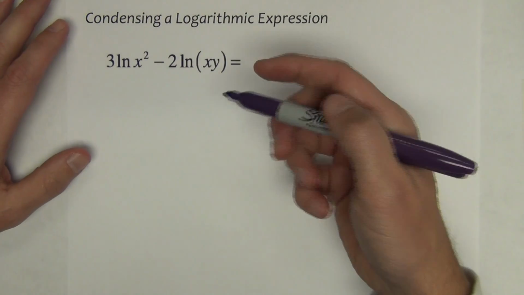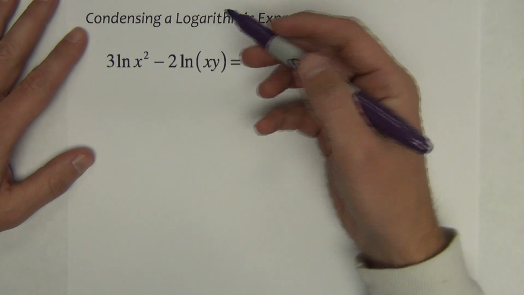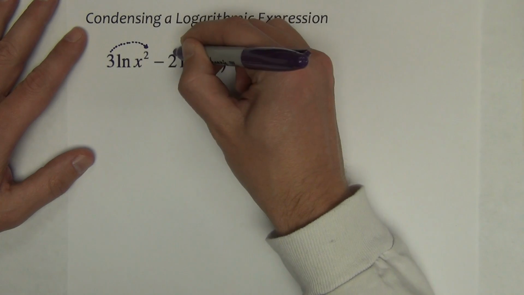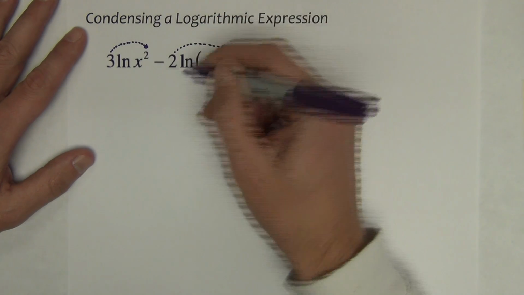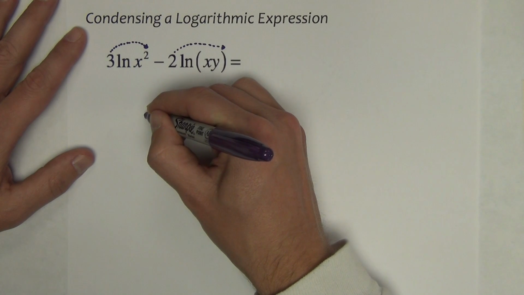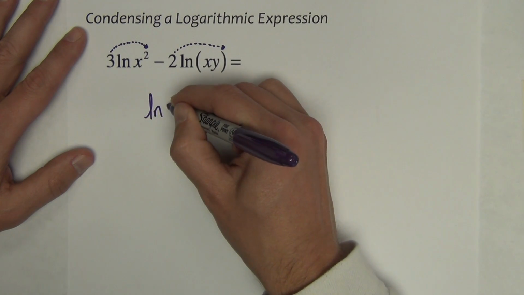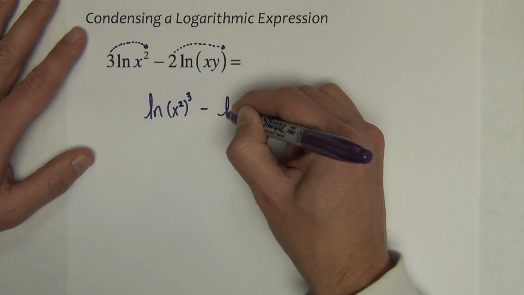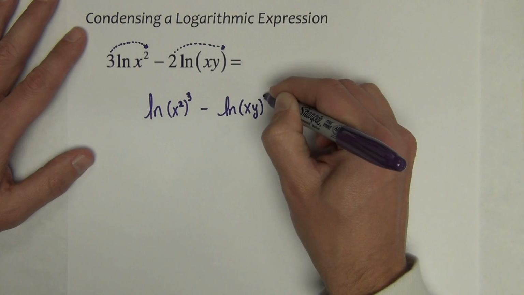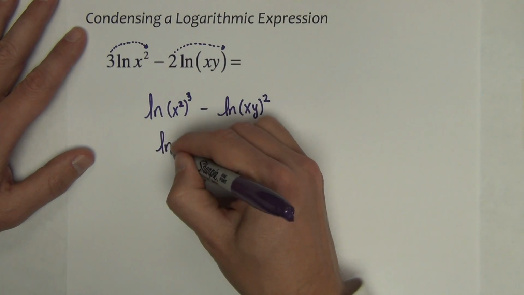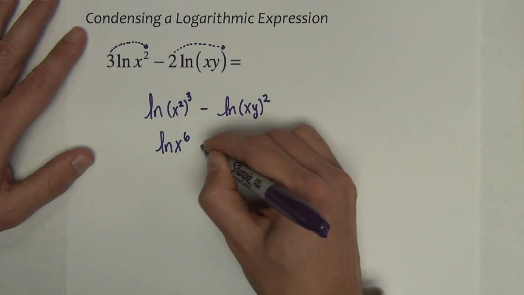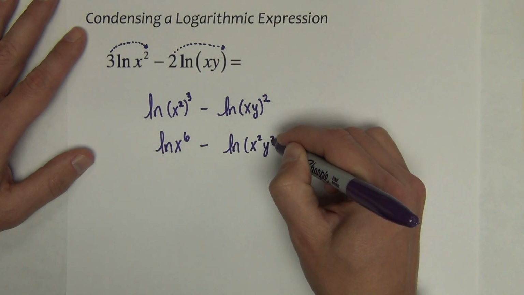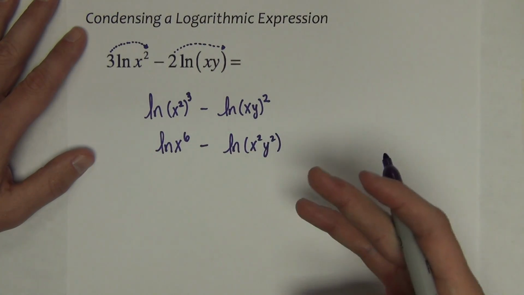So what I'm going to do is begin the way I ended the last problems: any exponents or any numbers that I see in front of the logarithms are going to go back as exponents. Okay, so this could be natural log of x squared cubed minus natural log of xy squared. That's the same as natural log of x to the 6th minus natural log of x squared y squared. So I've just worked with the powers.